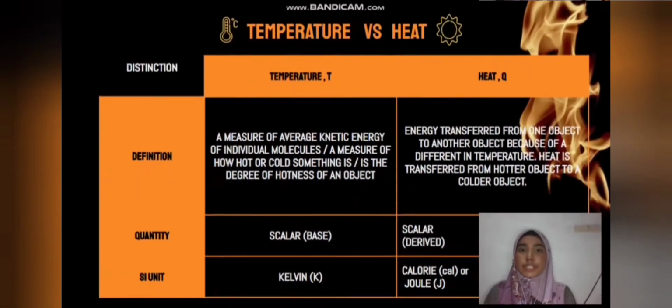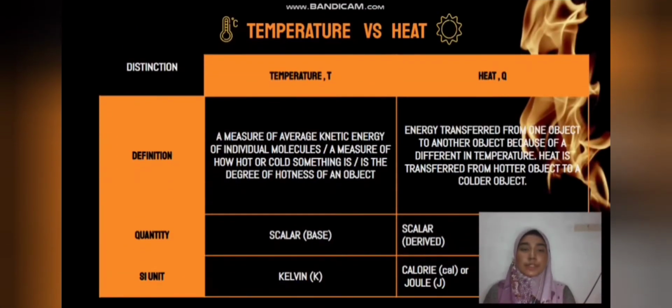What are the differences between temperature and heat? Temperature is a measure of the average kinetic energy of individual molecules, or a measure of how hot or cold something is, or the degree of hotness of an object. Meanwhile, heat is energy transfer from one object to another object because of a difference in temperature. Heat is transferred from a hotter to a colder object.